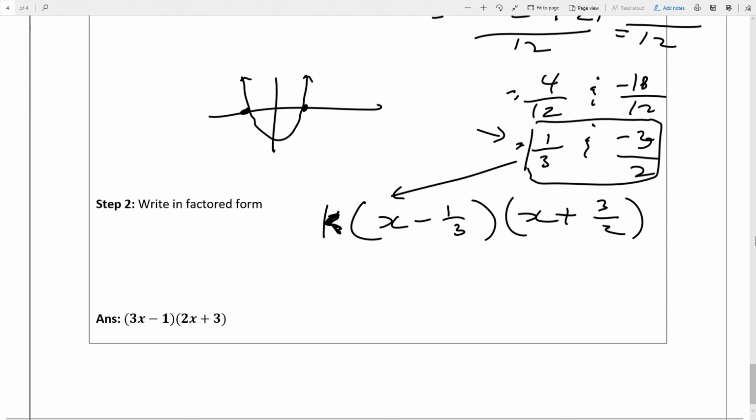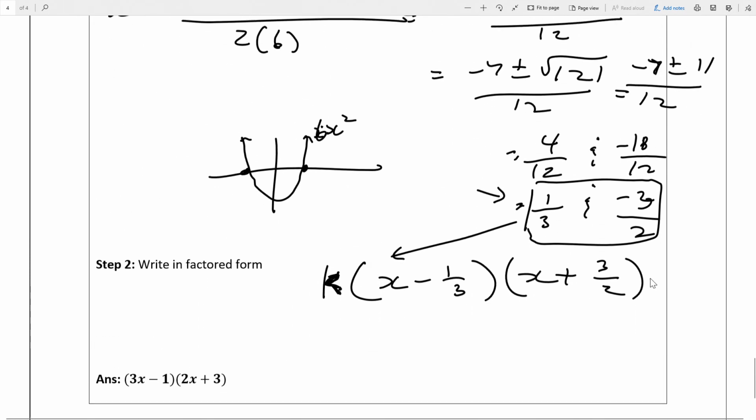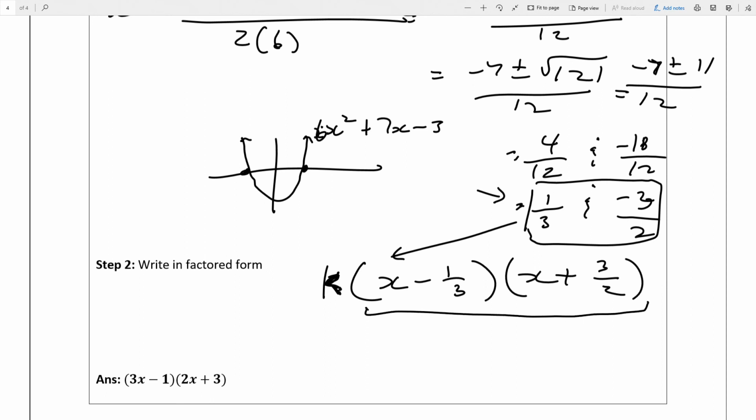So let's say this is 6x squared plus 7x minus 3. Okay, this equation that we got has the same x-intercepts. So this and this. Let's say this is negative 3 over 2 and 1 over 3. So it has this, but maybe it looks like this, or like this. So you need to find a k that works so that it makes it look exactly like the original.